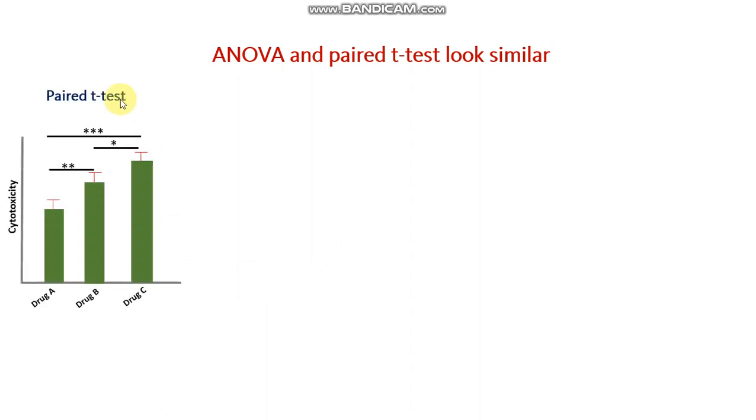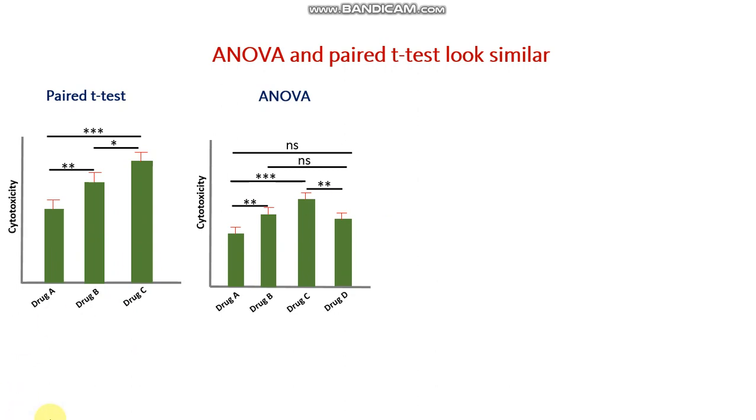But one important thing is that ANOVA and paired t-test look similar in some cases, right? As I showed you before, with the paired t-test you use the comparison between two different groups. If you see the ANOVA, it also looks similar, right? Here also in the ANOVA it is a comparison between two groups. Yeah, you are right if you think that. This is basically a comparison between two groups.